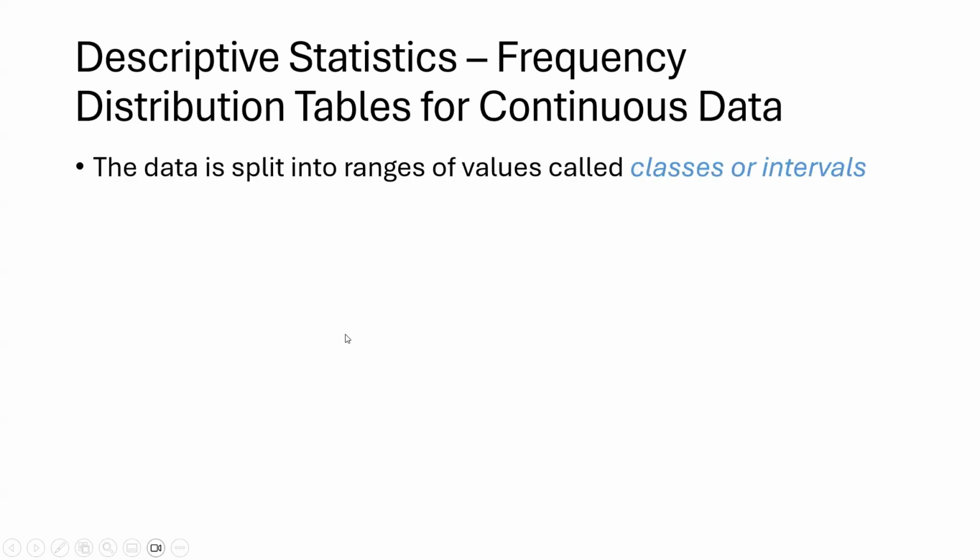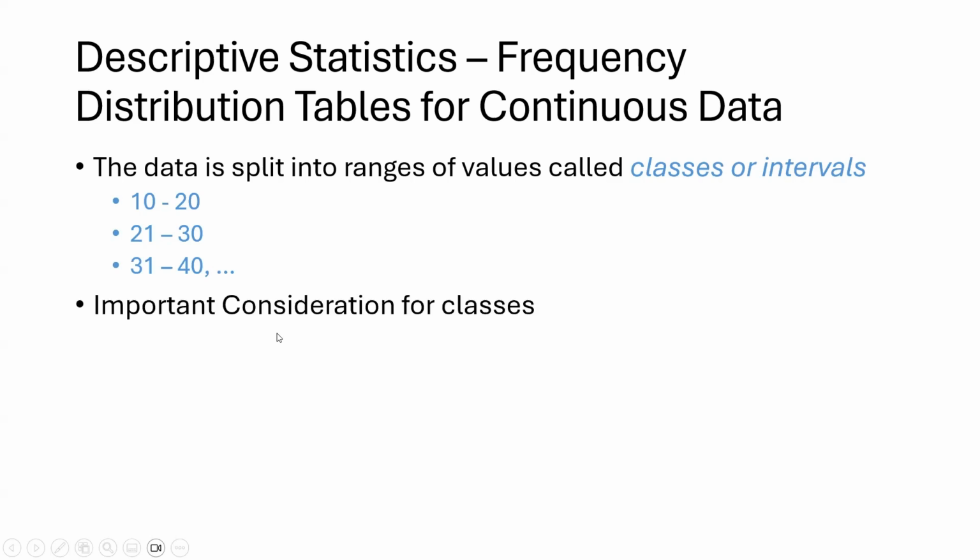Okay, now let's see how we can construct the distribution tables for continuous data. As we have talked about before, in case of continuous data, the data will be split into ranges of values. The entire range will be split into subranges, and we'll call them classes or intervals, such as 10 to 20, 21 to 30, 31 to 40, and so on, depending upon the range of your data set.